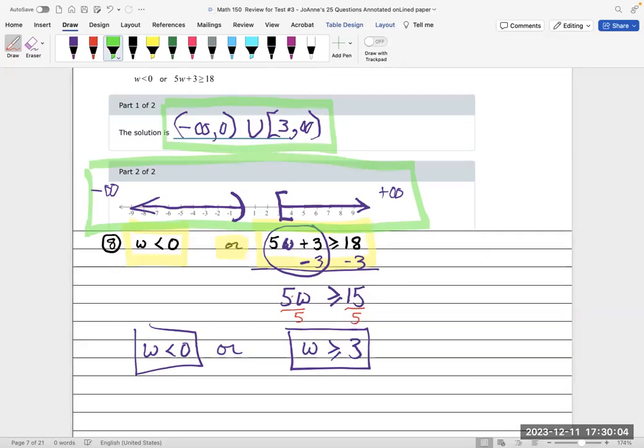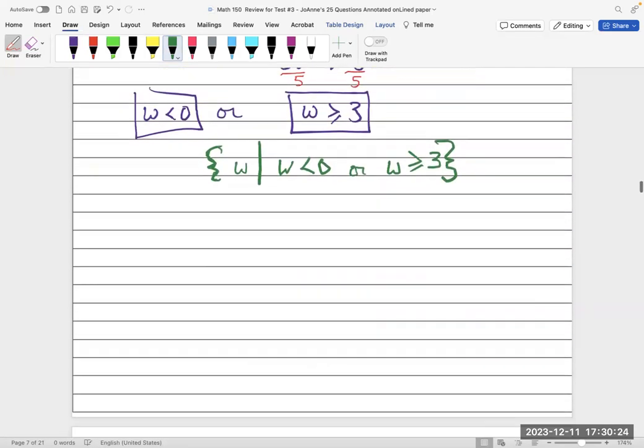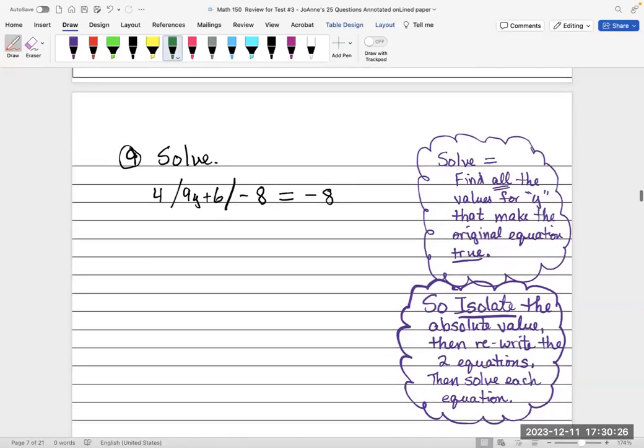And if I needed, I'm sorry, that's interval notation. Set builder would be the set of all W such that, and then you just write the equation. W is less than 0, or W is greater than or equal to 3. And that would be your set builder. You will be asked about interval, set builder, and graphing on the test.